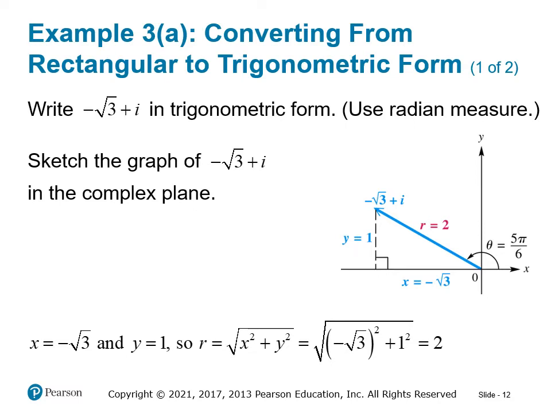So x equals negative square root of 3, y equals 1. To find the magnitude of our radius, we get the square root of x squared plus y squared, or a squared plus b squared, if we're thinking in terms of the nomenclature for complex numbers. The square root of negative square root of 3 squared plus 1 squared. This gives us 3 plus 1, or the square root of 4, which of course is equal to 2.